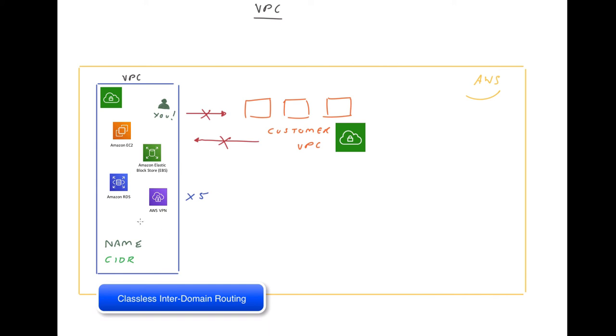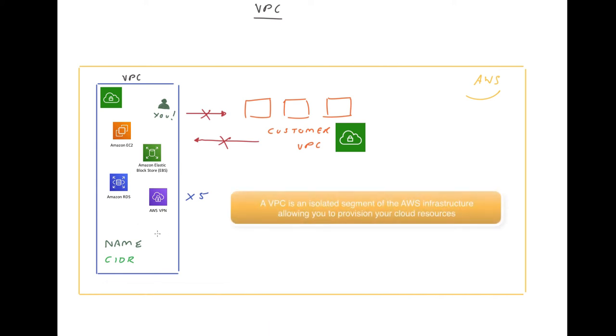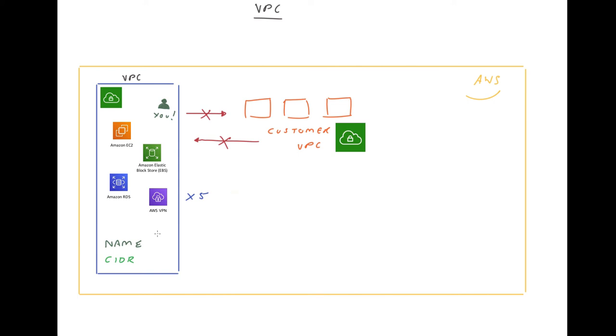So just to recap at a high level, simply put, a VPC is an isolated segment of the AWS public cloud that allows you to provision and deploy resources in a safe and secure manner. I now want to dive deeper into the VPC architecture and start talking about subnets and how you can segment your VPC out into different areas across multiple availability zones for resiliency and high availability. So let's take a look.